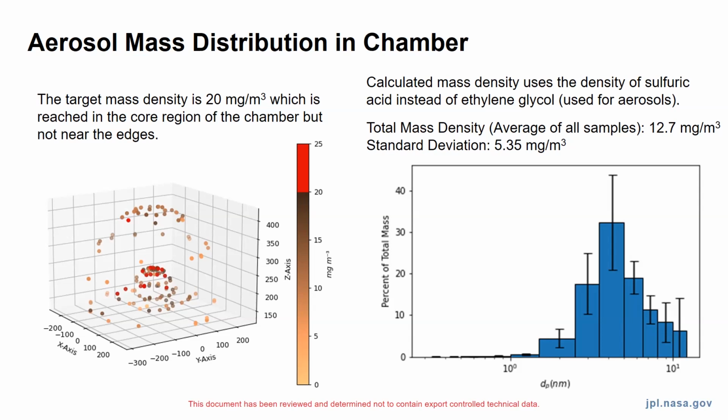And so what we've done here is we were able to build a chamber to simulate the 50 kilometers to around 60 kilometers of clouds in Venus, and get a similar matching aerosol distribution with ethylene glycol.